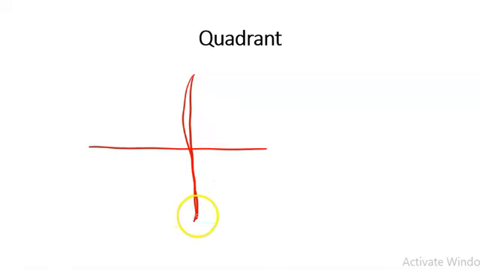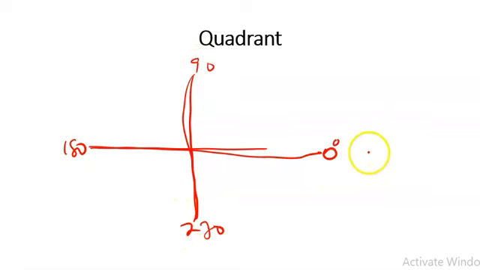So this is called all divisions, quadrants. Now, we said that angles are measured from the positive x-axis and it starts with 0. So here will be 90, 180, 270, coming back is 360. These are the 4 quadrants.